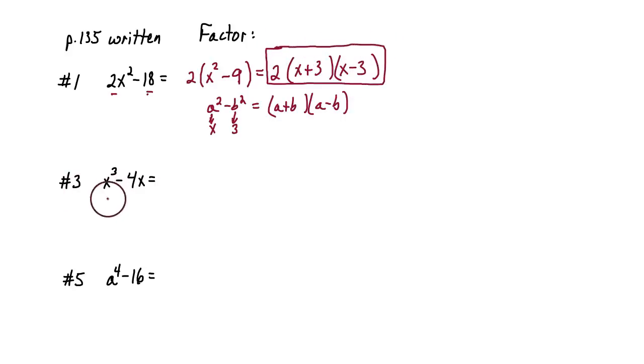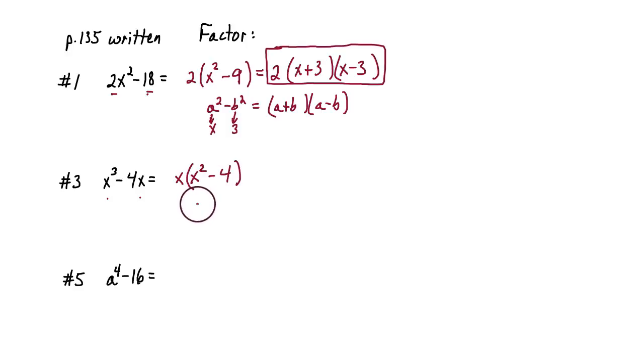Number 3, both terms have an x in common, so you write that down and follow it up with parentheses. X times what makes x cubed? We need an x squared. X times what makes negative 4x? We need a minus 4. Now look at this binomial. Does it fit a special pattern?